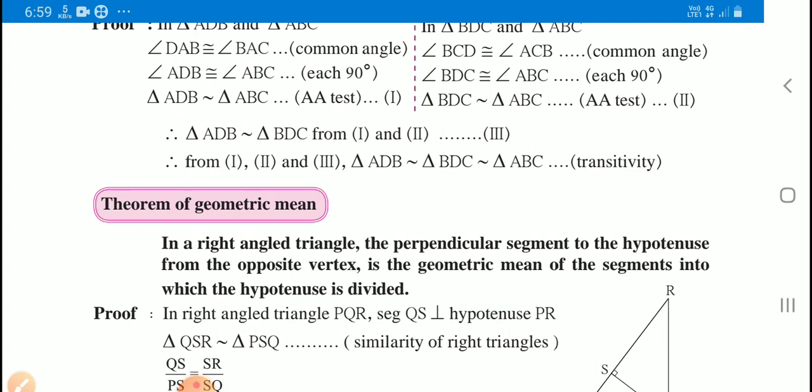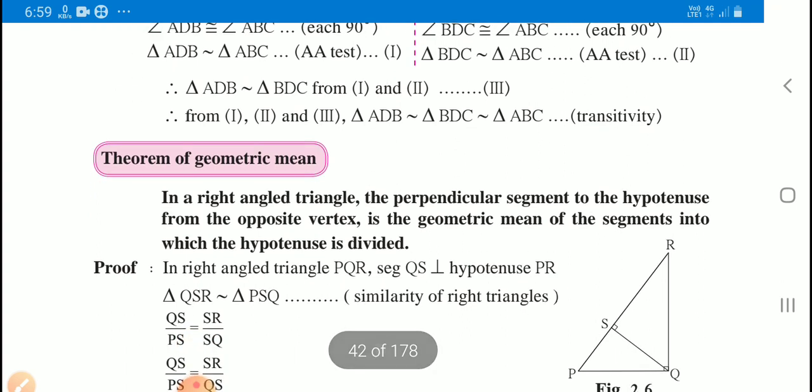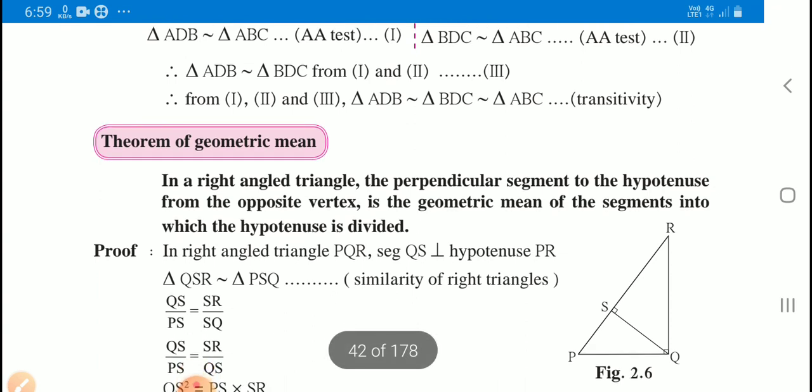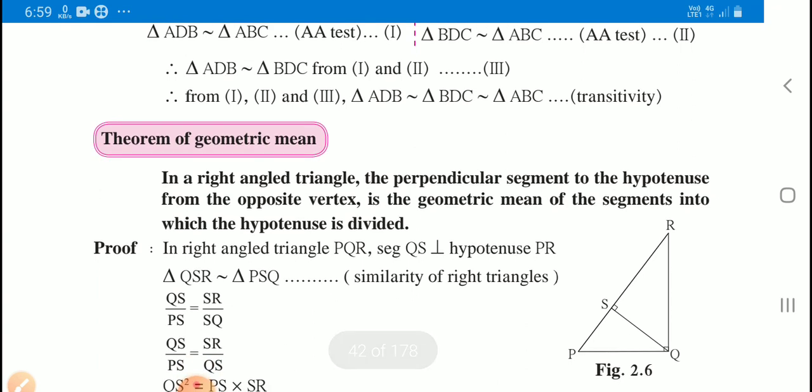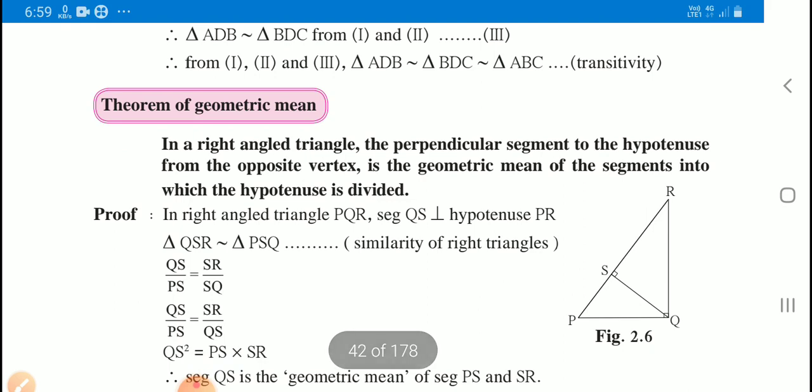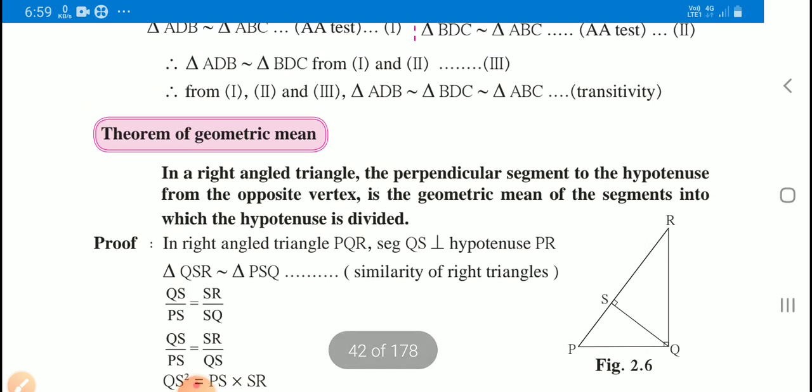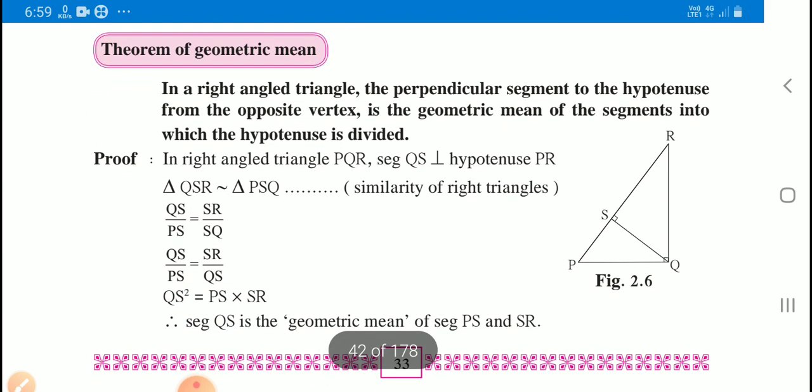Same way, if one side is congruent with a second side, and the second is congruent with a third, then the third is congruent with the first. Same way here, if the first triangle is congruent with the second triangle and the second with the third triangle, then the first and third triangles are congruent or similar. This is the transitivity. Now just one theorem remains, that is the theorem of geometric mean.